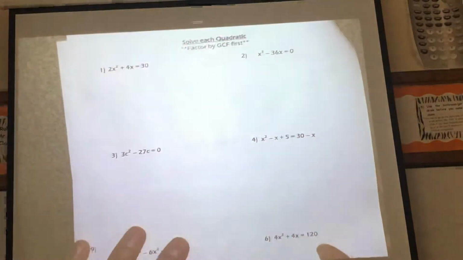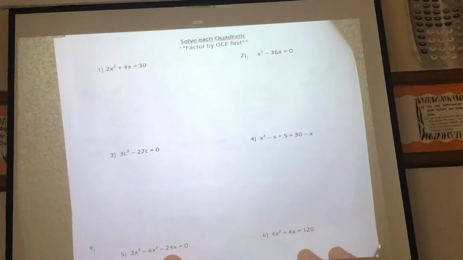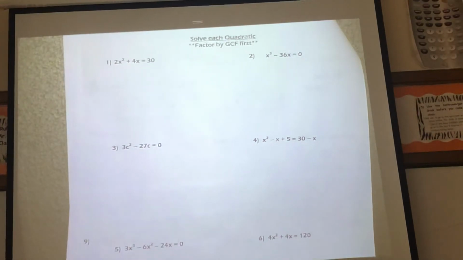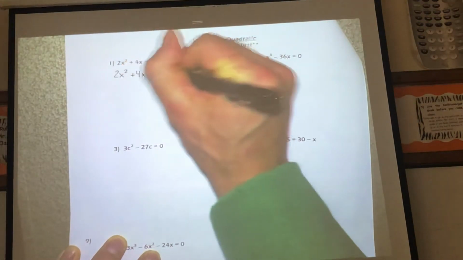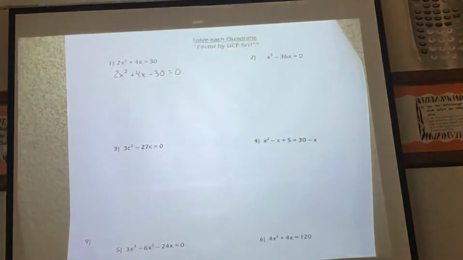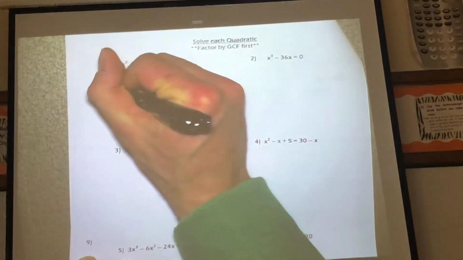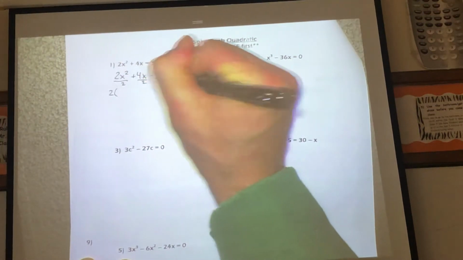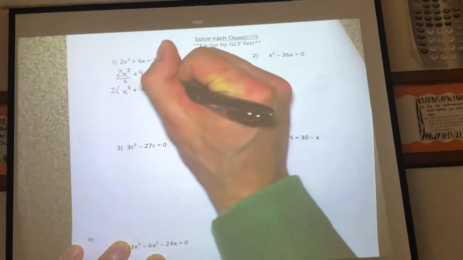Continuing, we are moving over to solving once again. Now for these, for some of them, we will be finding the GCF first. All right, so if I take a look, number 1, the first thing we need to do, just like yesterday, we have to set this equal to 0. So I'm going to subtract 30. We have this in standard form. Now, the next thing that we are going to do is look for a GCF. The GCF is a 2. So if I divide each of these terms by 2, I will be left with x squared plus 2x minus 15.